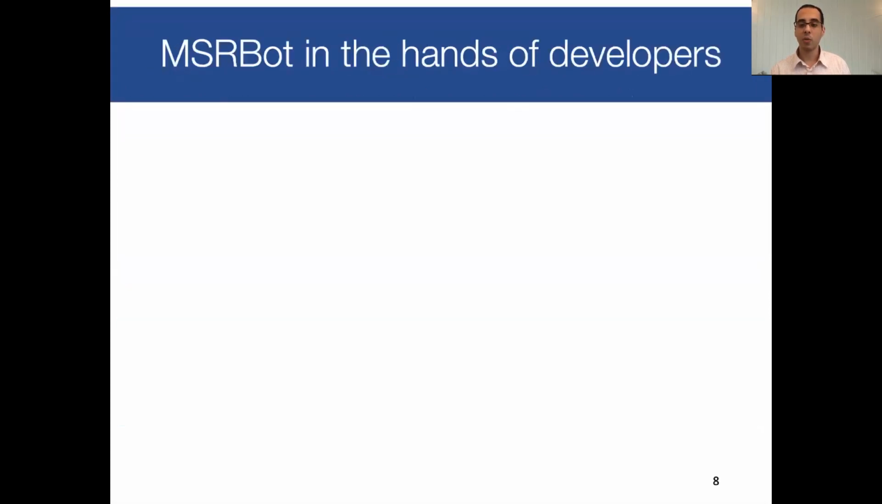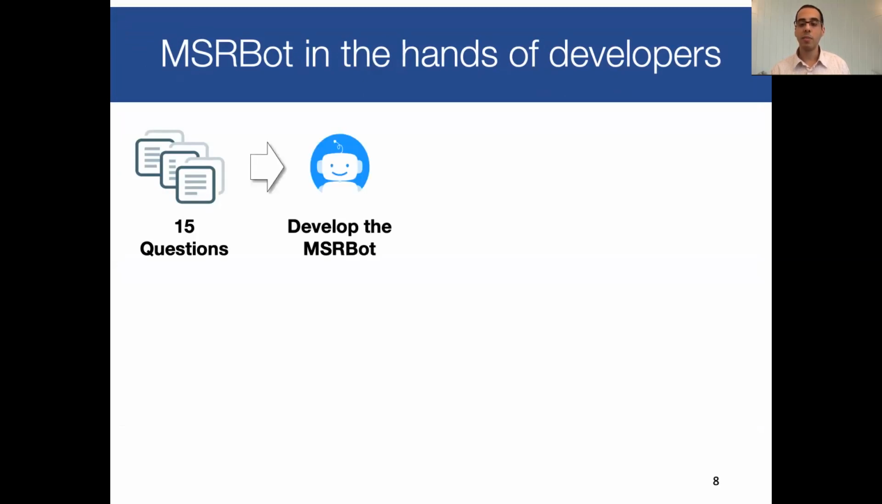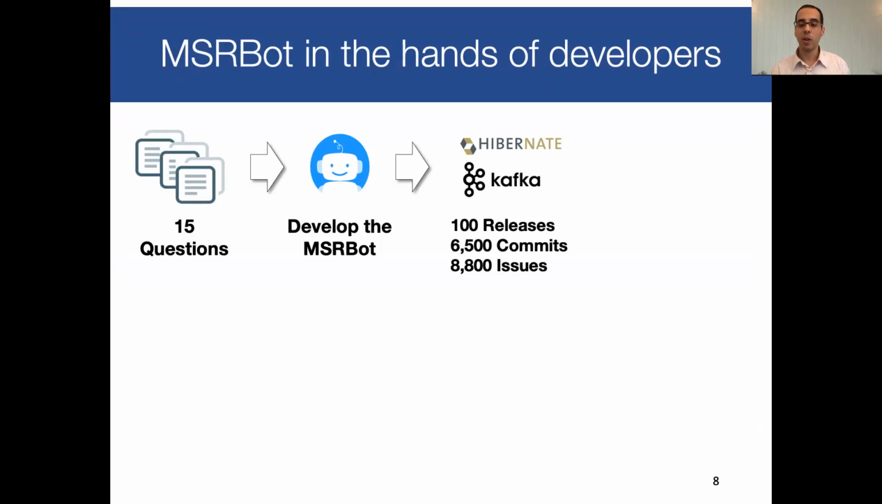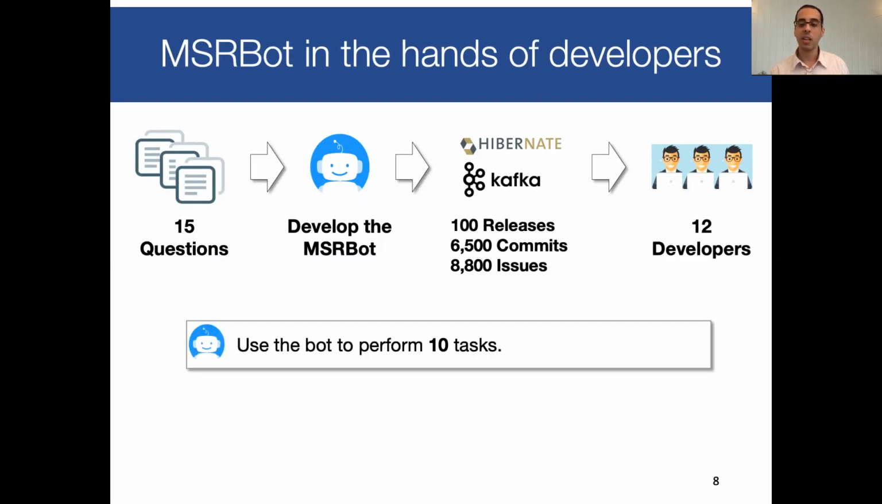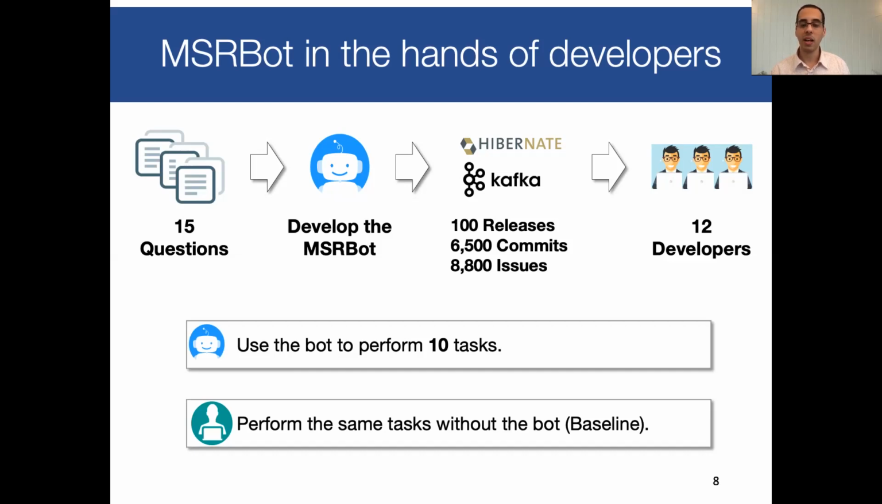To answer our research questions, we constructed a case study. First, we surveyed prior work that investigates the most commonly asked questions of software practitioners. Next, we developed the MSRBot to answer those 15 questions. Then we applied the MSRBot on the Hibernate and Kafka software projects, which have more than 100 releases and more than 6,000 commits and issues. And finally, we asked 12 developers to perform 10 tasks formulated from 10 randomly selected questions, once while using the MSRBot and once without using it, which we call the baseline.